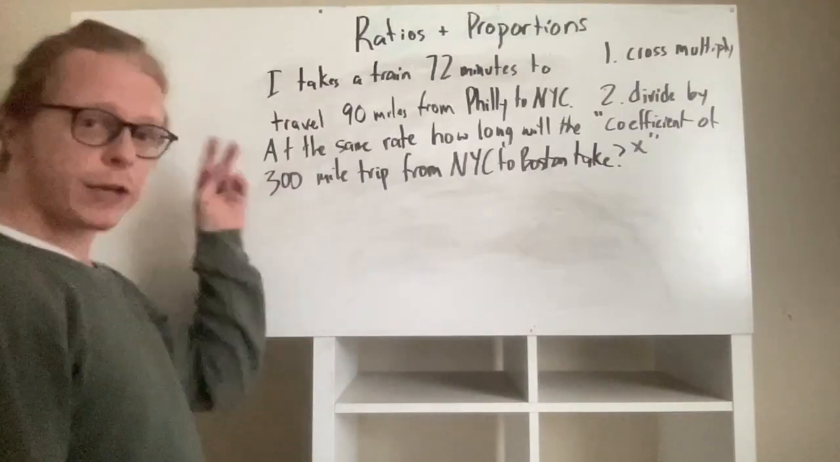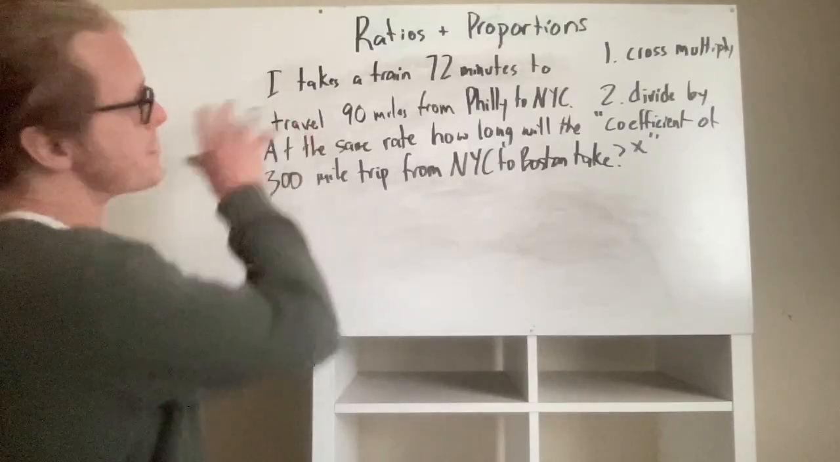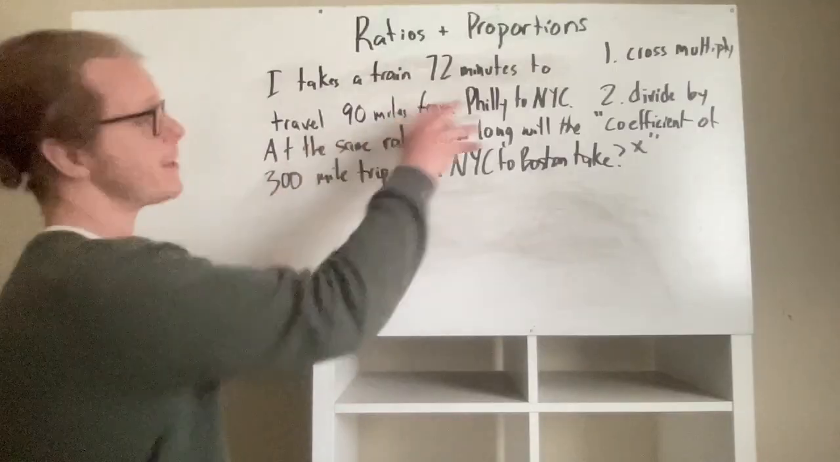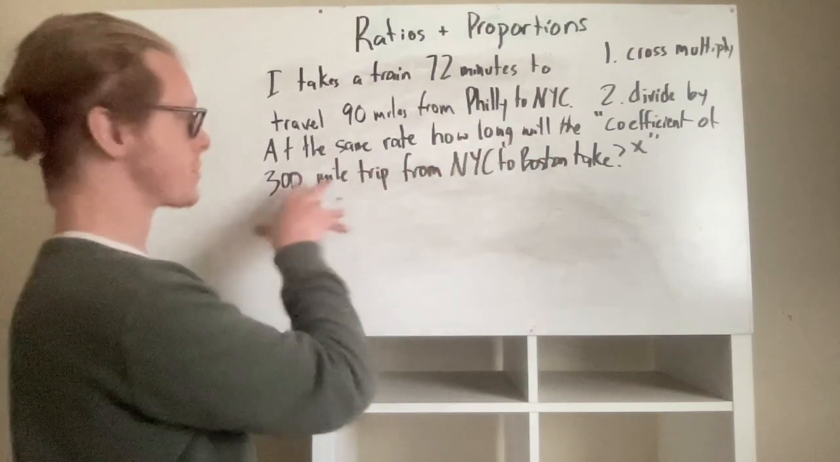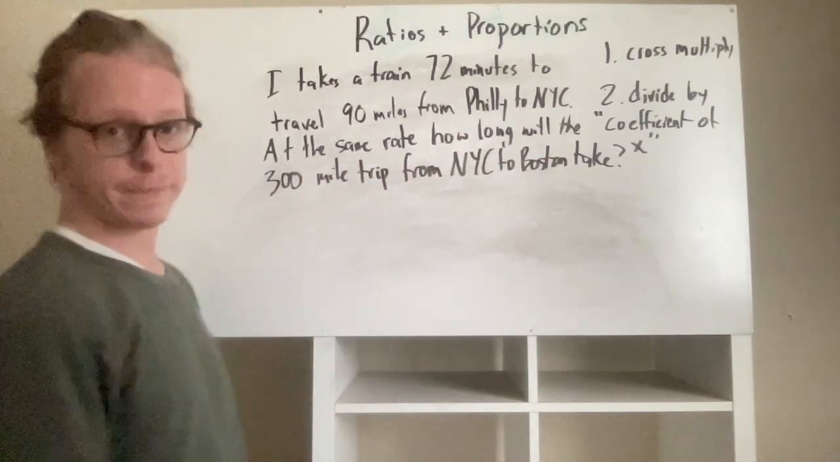Okay, so we're going to take a look at one more word problem involving proportions. It takes a train 72 minutes to travel the 90 miles from Philadelphia to New York City. At that same rate of speed, how long will the 300-mile trip from New York City to Boston take?